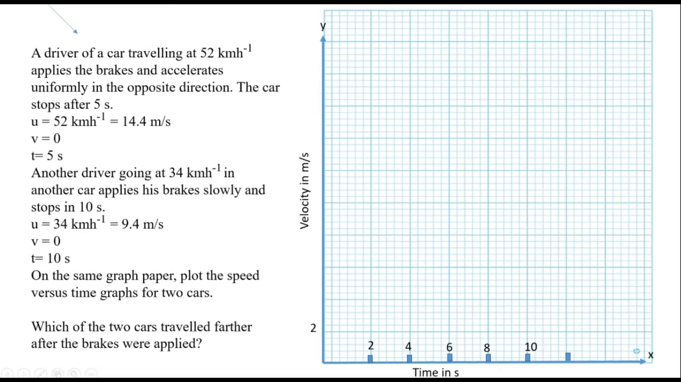On the other side, on the velocity axis, that is the y-axis, we'll start with again 2 meter per second. It is in meter per second because it's a velocity.